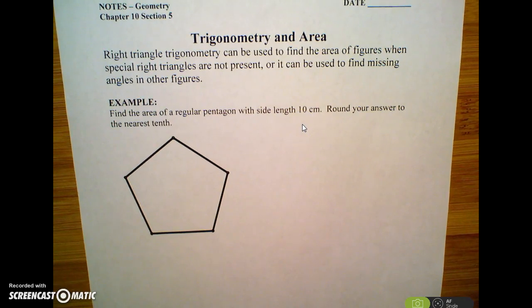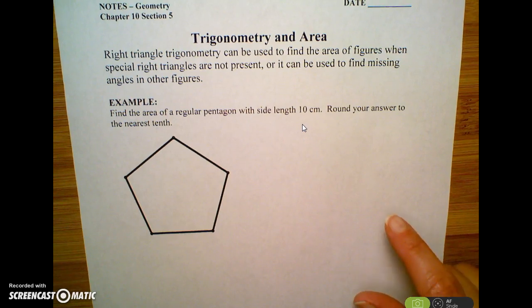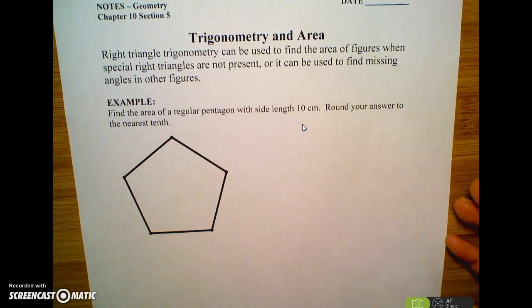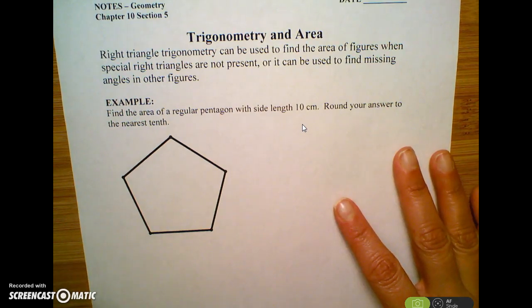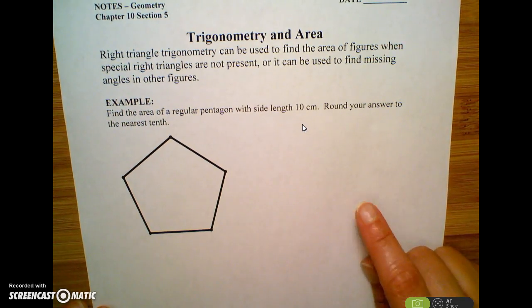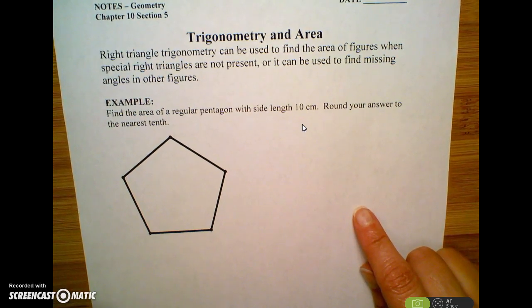Hi, we are looking at Chapter 10, Section 5, Trigonometry and Area. And what's going to happen in this section is we're going to learn one new formula, but we're also going to learn how to use trigonometry to help us solve for areas or to solve for missing angles in figures that we already know about.